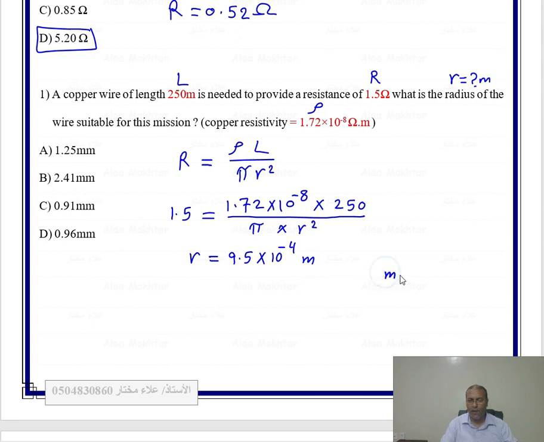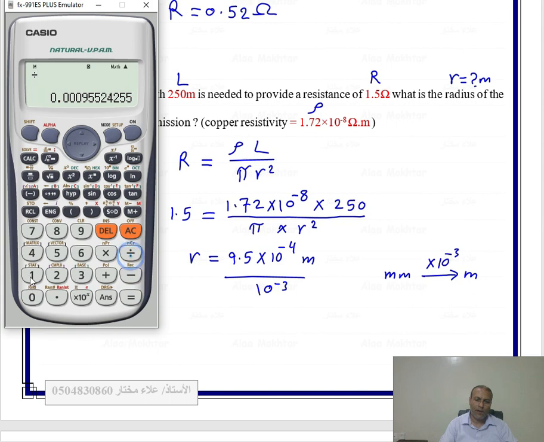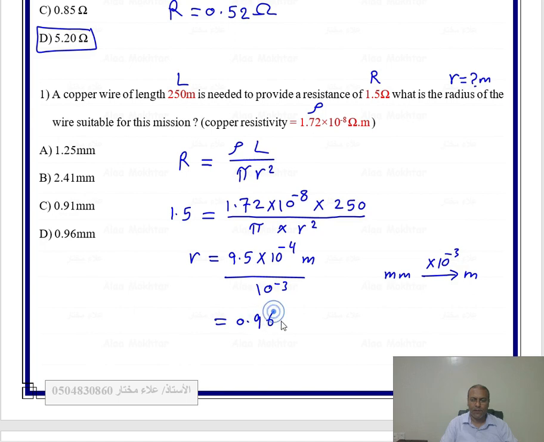I know from millimeter to meter, times 10 to the negative 3. If I need to convert from meter to millimeter, divide by 10 to the negative 3. The answer: divide by 10 to the negative 3. We can write it as 9.5 into 10 to the negative 4 over 1 times 10 to the negative 3, which is 0.95, or 0.96 millimeter, because we rounded this number.